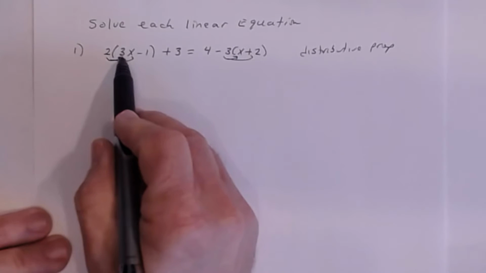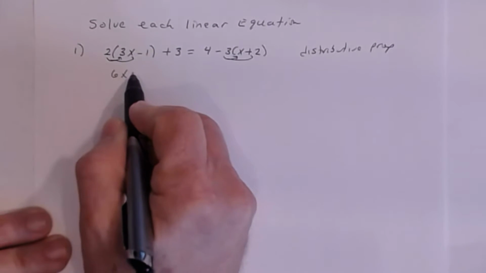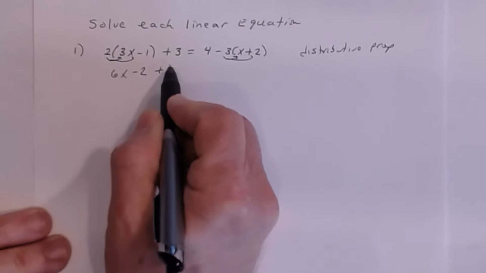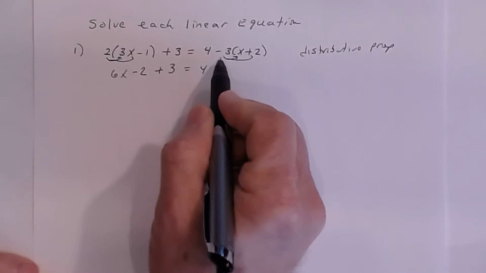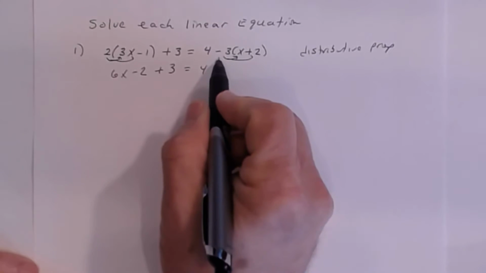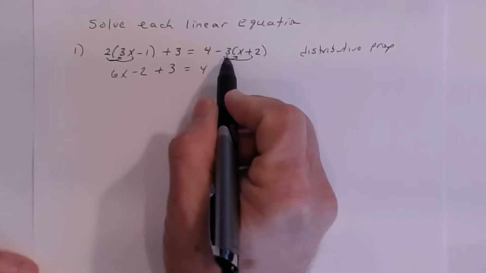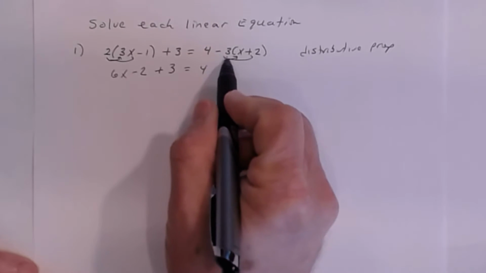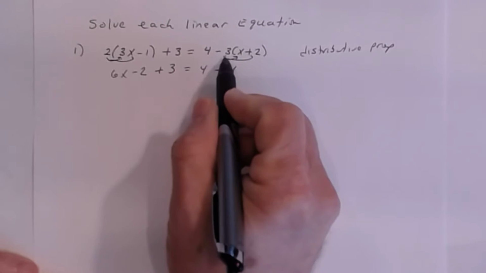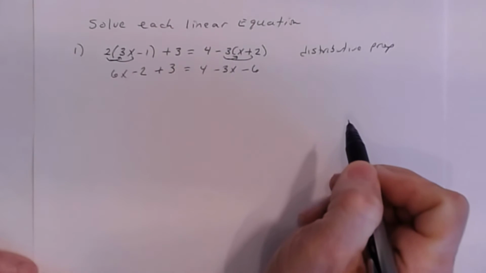Okay, so 2 times 3x is 6x, and then 2 times a -1 is a -2, and then plus 3 equal. And on this side, I'm going to get 4. Remember, I distributed the -3. So subtract 3 here means the same thing as adding a -3. So you're multiplying both terms inside the parentheses by -3. So -3 times x is a -3x, and -3 times a +2 is a -6.